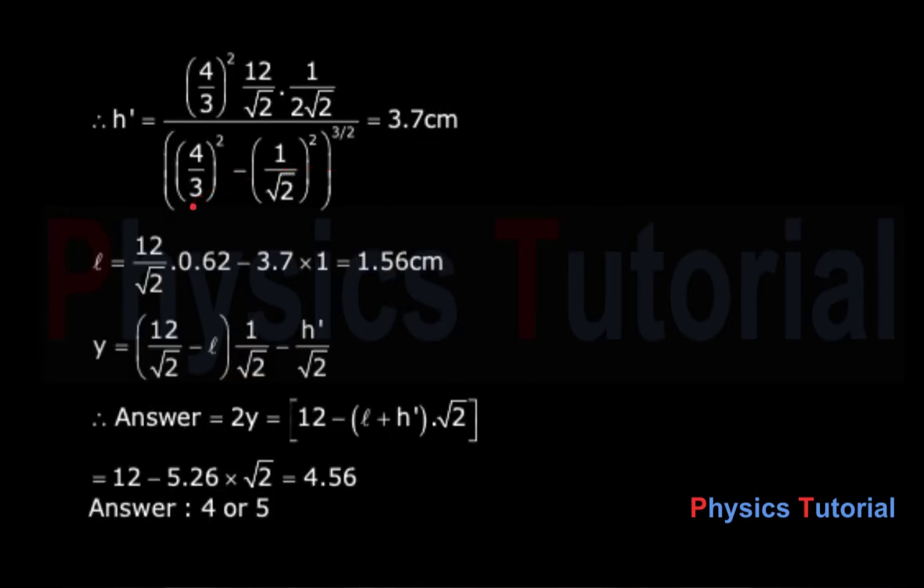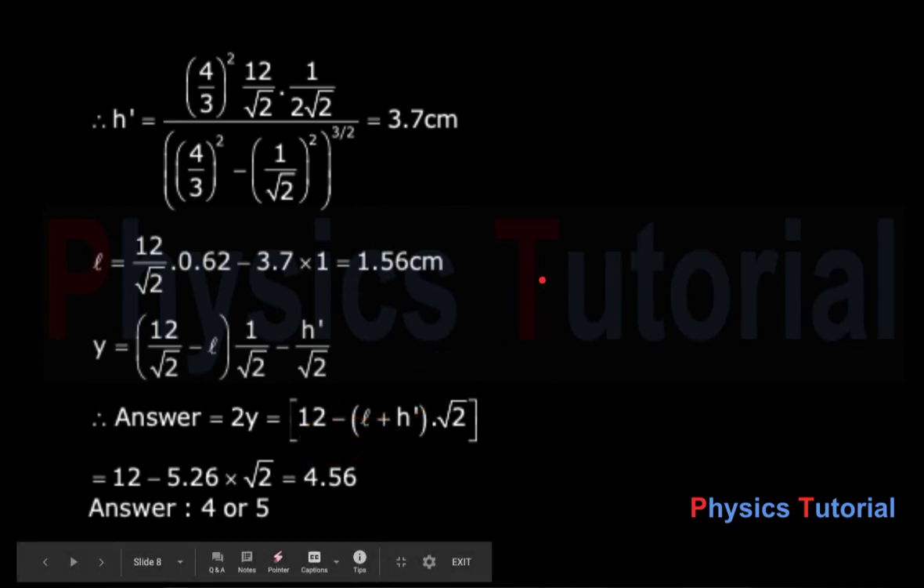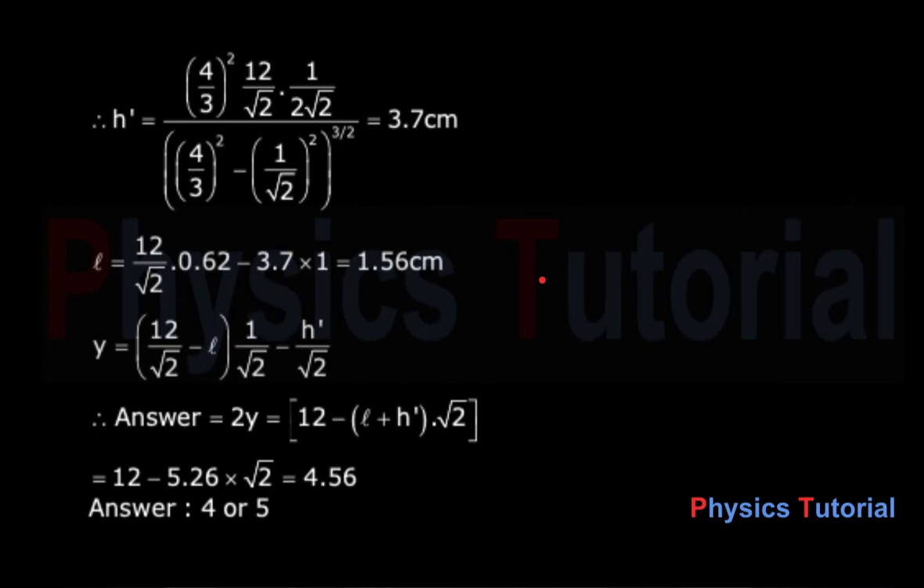And here now L equal to 12 by root 2 into 0.62 minus 3.71. You can see this one. And after calculating, you get this result, that is 2i nearly. So the result will be, finally you are getting 4.56. So you can write over here 4 also or 5 also. So there is some ambiguity, you can see. So now let's go to another question.